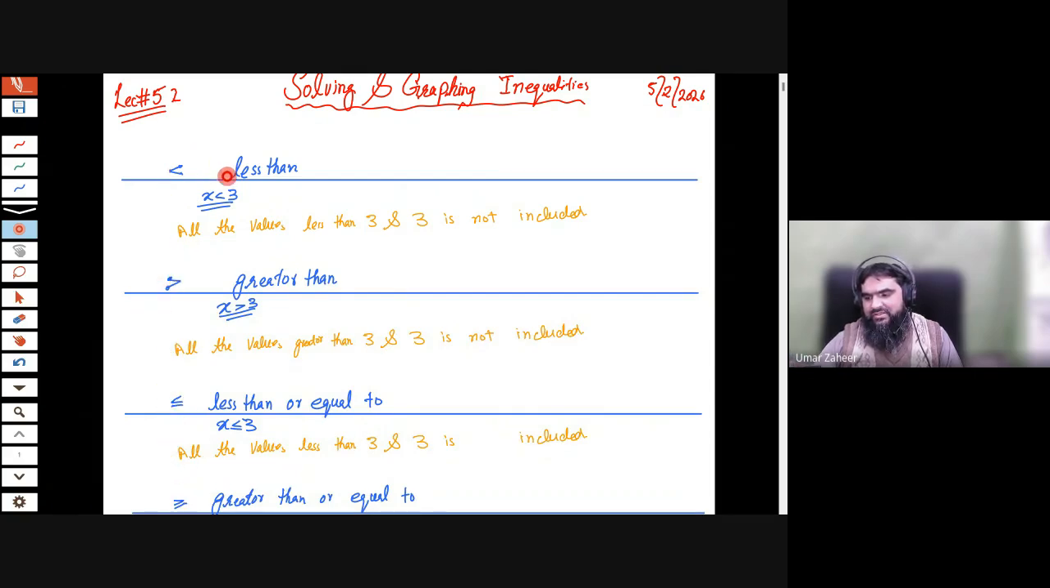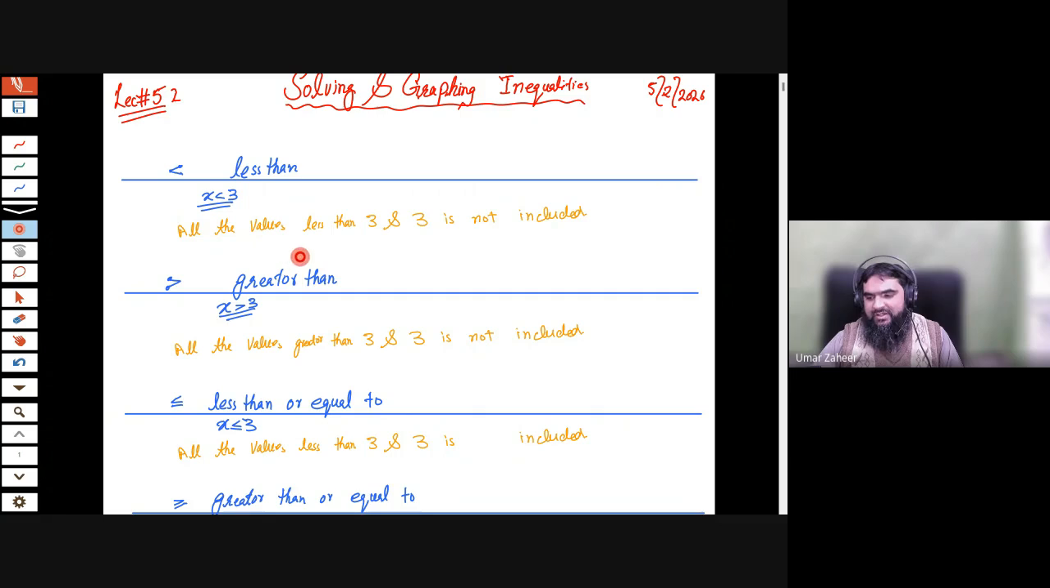If you have only the less than sign, it means x is less than 3. It means all the values that are less than 3, and 3 is not included here. Less than 3 means 2, 1, 0. Obviously, decimal values are also included, 2.9, 2.8, 2.7, and all of the negative values are also included.